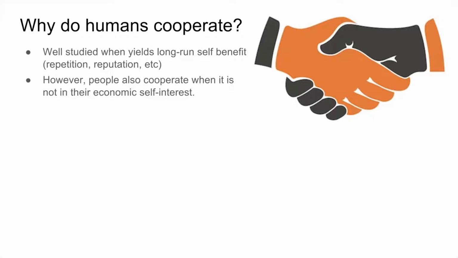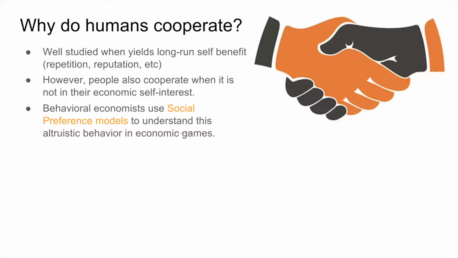However, it's known that people cooperate when it's not in their economic self-interest to do so. And we see this all the time, from one-shot prisoner's dilemmas to when you're walking down the street and you give a homeless person $1. That is not in your economic self-interest, yet people do it all the time. So behavioral economists use social preference models to understand this altruistic behavior in economic games.